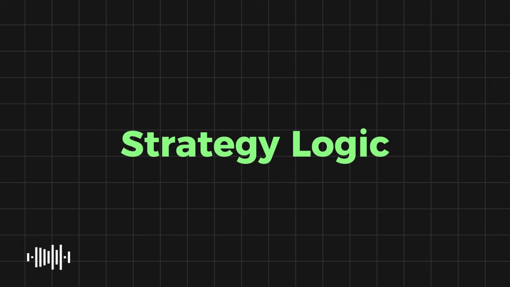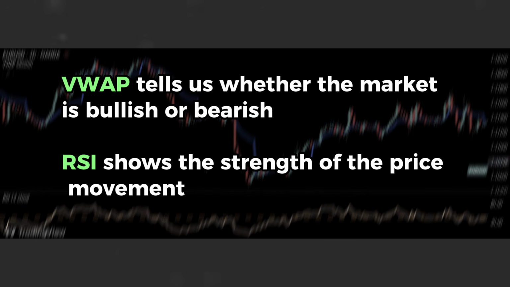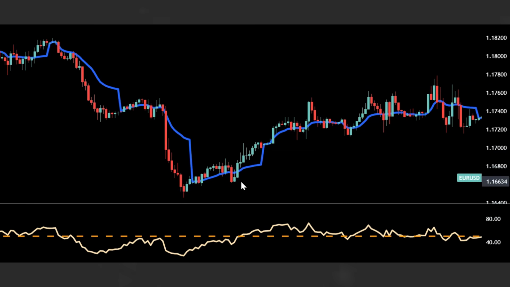Strategy logic. As we said earlier, the core idea is simple. VWAP tells us whether the market is bullish or bearish. RSI shows the strength of the price movement. For a bullish breakout, price must break above VWAP with a strong bullish candle. At the same time, RSI must cross above 50, showing clear upward momentum. When both conditions happen together, it's a green light to look for a long entry.